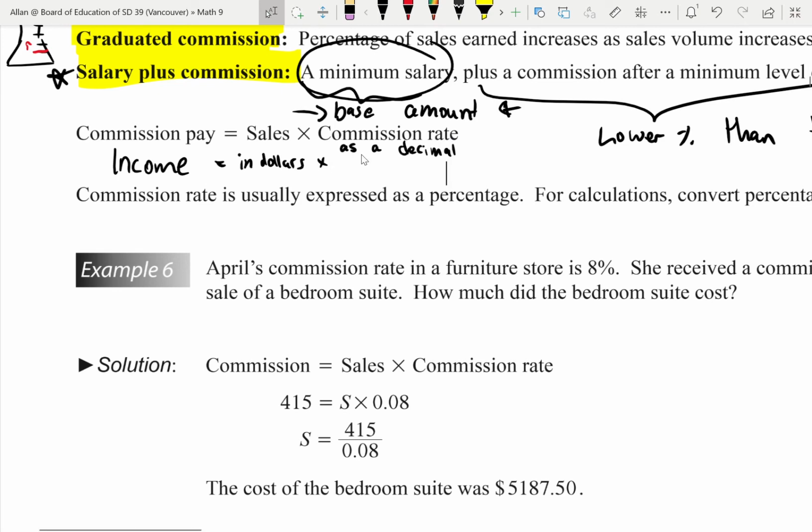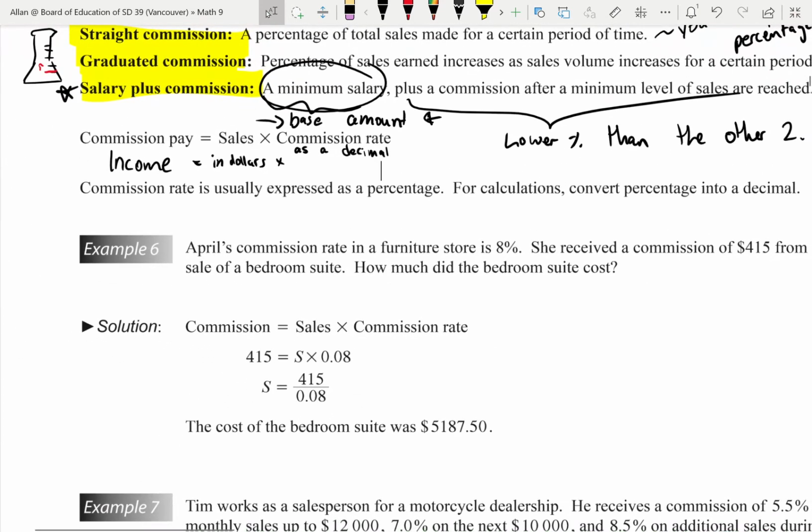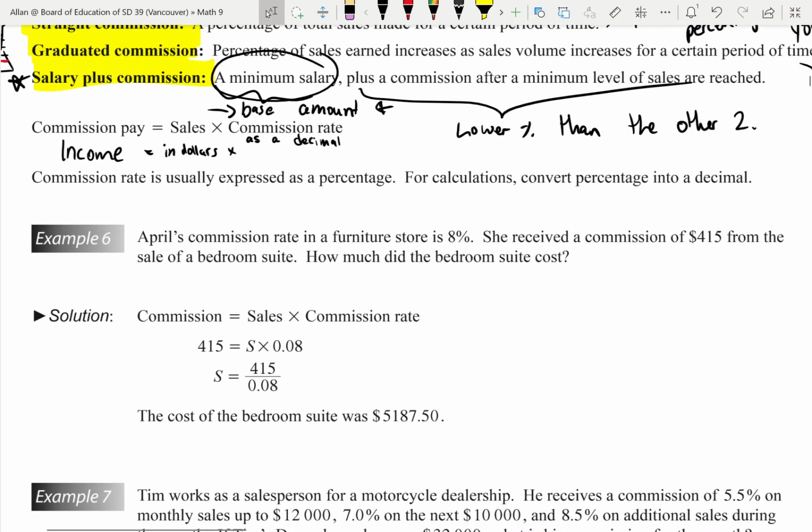So for example, April's commission rate in a furniture store is 8%. She received a commission of $415. It's asking how much the bedroom suite cost. So this part here is our commission.